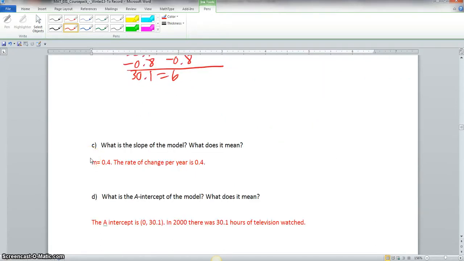Okay, now we take a look at C. It says, what is the slope of the model? We know the slope was 0.4. It says, what does it mean? The rate of change per year is 0.4. Now we look at D. What is the A-intercept of the model? The A-intercept is 30.1. What does it mean? In 2000, there was 30.1 hours of television watched.